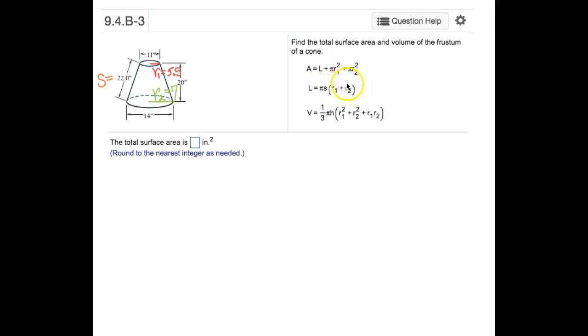So the first thing we'll want to do is find this L. It's supposed to be an L. And so we're going to take pi times S. S is the slant height. So there are two heights in your picture. The 20 is the perpendicular height. This would be if you saw an H in the formula. The slant height is like it sounds. It's on the side that's slanted. So that's 22 is our S value.